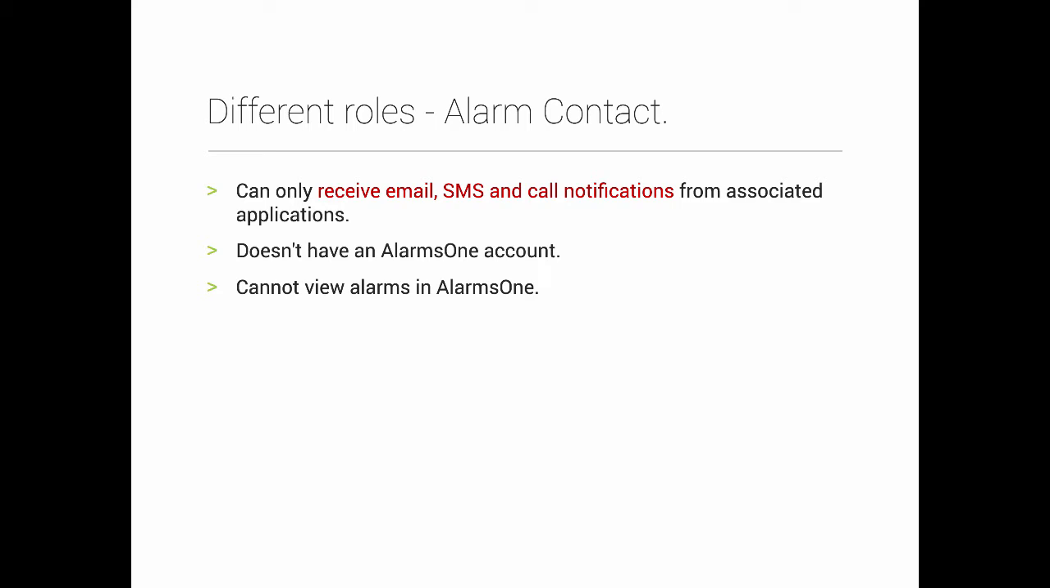In AlarmsOne, we have a type of user who doesn't have an AlarmsOne account but receives email, SMS, and call notifications from the applications that are associated with him. An alarm contact cannot view the alerts in AlarmsOne as he doesn't have an account. Now Bhavna will explain how to define work shifts and decide your on-call person.